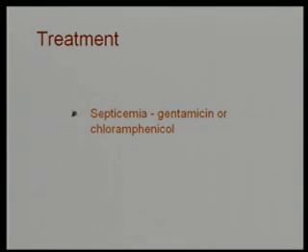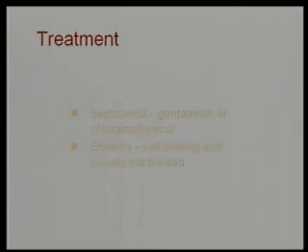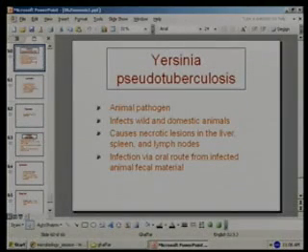Treatment for septicemia is gentamicin or chloramphenicol. For enteritis, it is usually self-limiting and does not have to be treated until the patient becomes septicemic. Okay, so that was the first part of zoonosis.